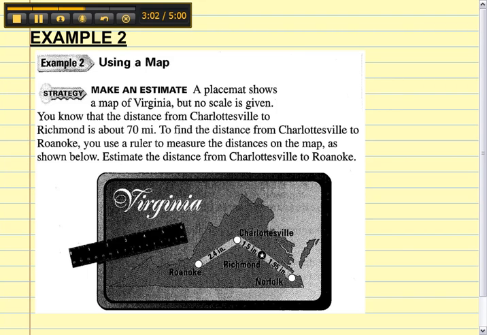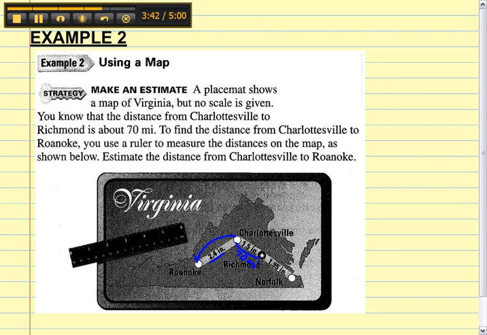Now, in example number 2, it says using a map. A placemat shows a map of Virginia, but no scale is given. You know the distance from Charlottesville to Richmond is about 70 miles. Well, here's Charlottesville to Richmond, that's about 70 miles. To find the distance from Charlottesville to Roanoke, so they want this distance, you use a ruler to measure the distances on the map, as shown below. On the map it's 2.4 inches. Estimate the distance from Charlottesville to Roanoke.